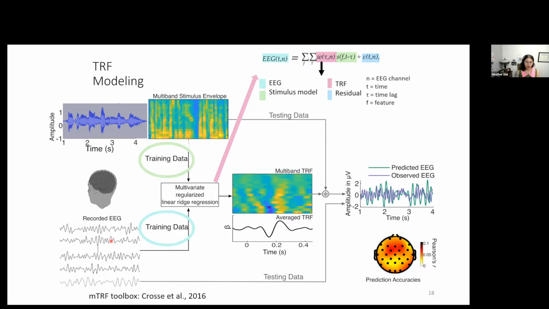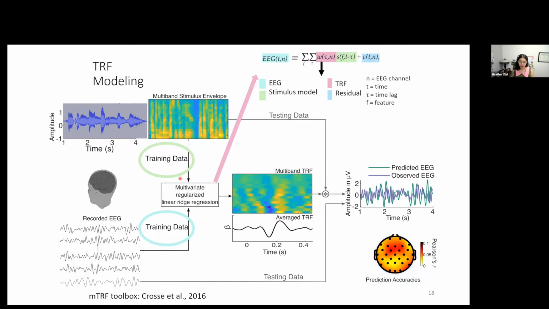We take a subset of the data for training the temporal response function. So in this case, we have 15 minutes of story. We take 14 minutes of that as training data. We code that stimulus into some sort of feature space. In this first portion of the talk, I'm talking about the stimulus envelope. We also take that EEG data and we feed that stimulus envelope and the EEG data into a multivariate regularized linear ridge regression. And this is done within the mTRF toolbox developed by Crosse and colleagues.